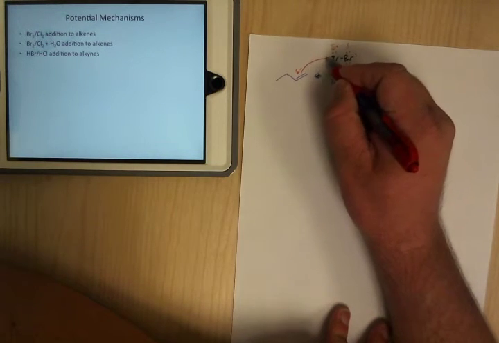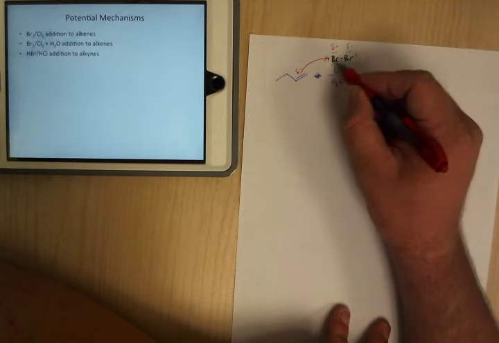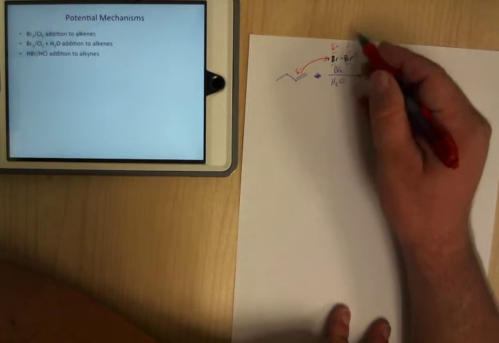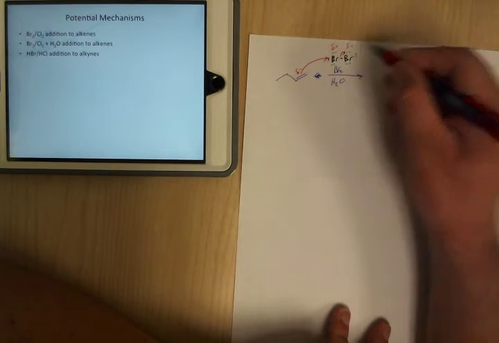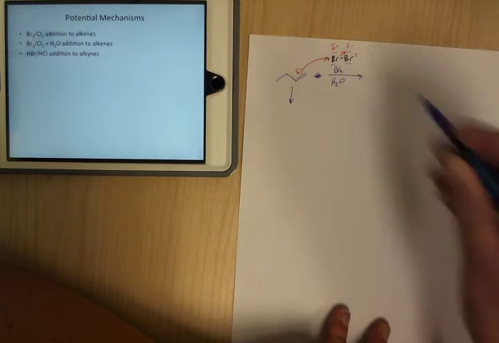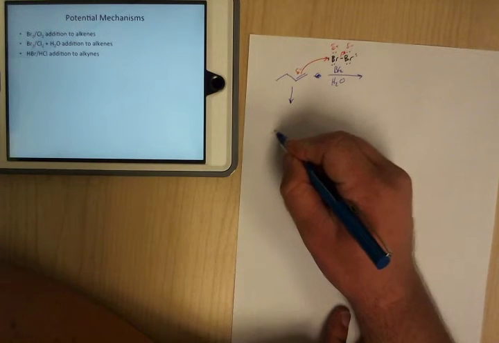But this one here is going to attack that bromine. It already has 8, so it needs to get rid of 2. So what it does is take these electrons and push them onto there. This is the same mechanism we dealt with on the last exam.